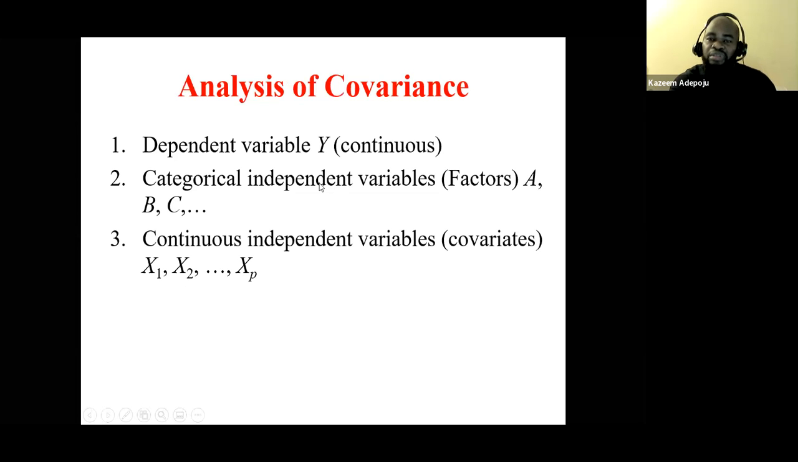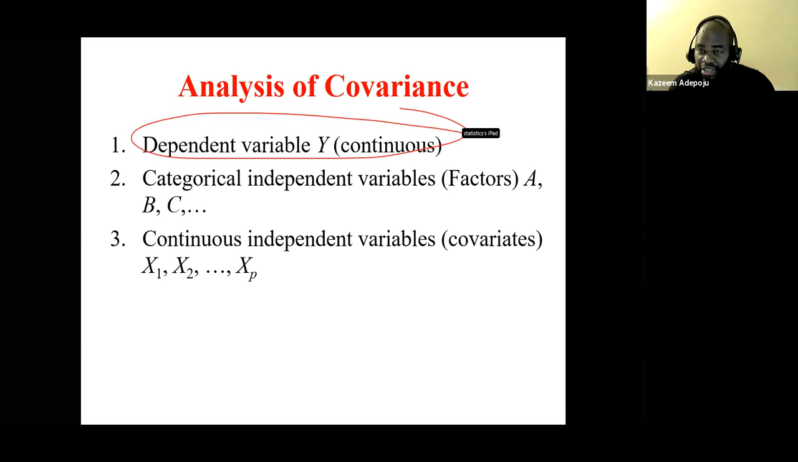Let us now go into analysis of covariance. I told you the other time, we need to combine. The analysis of covariance has to do with combining knowledge of regression with the knowledge of analysis of variance. In regression analysis, we have a continuous dependent variable. In both regression analysis and analysis of variance, the dependent variable is continuous in nature. I think you know that.